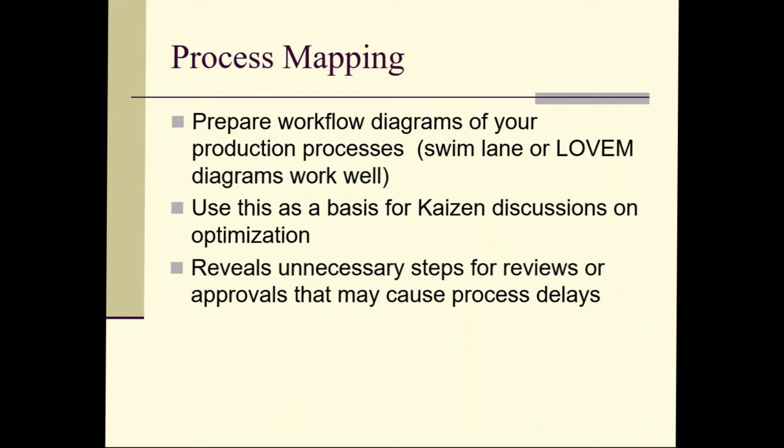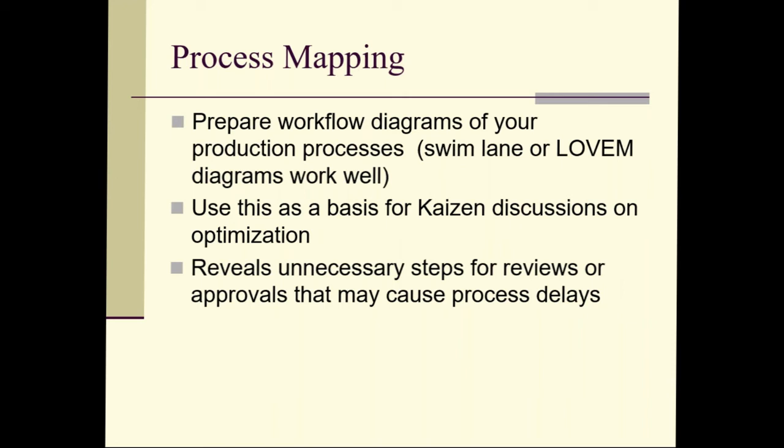Another technique is to create maps of our workflows to figure out all the handoffs and steps in the process. Sometimes there's surprises in how many production steps we have. Some people aren't aware of how complex their production model is with all the reviews and sign-offs and approvals. So you can create swim lane or LOVEM diagrams, right? Line of vision models that help you figure out the flow of work. So those diagrams will help look at all the various steps and approvals, and use that as a basis for our continuous improvement discussions, our Kaizen discussions.